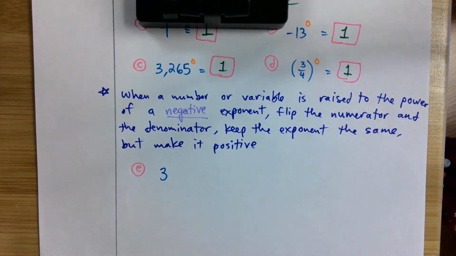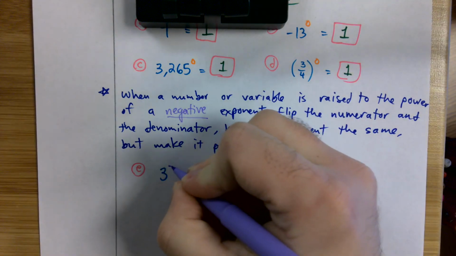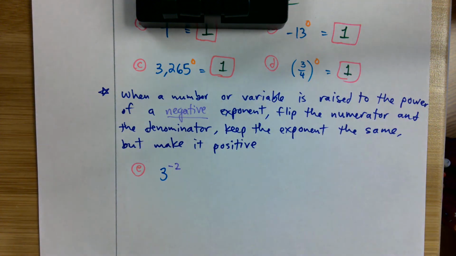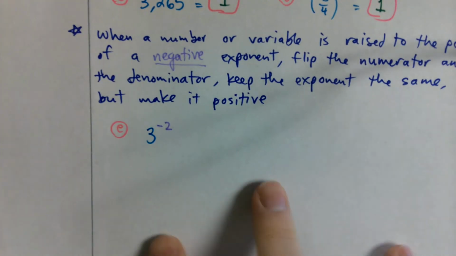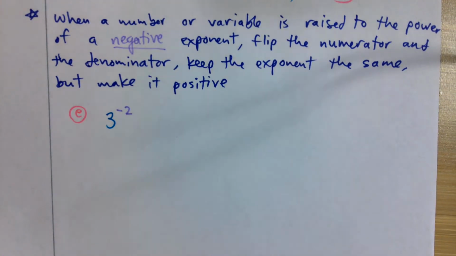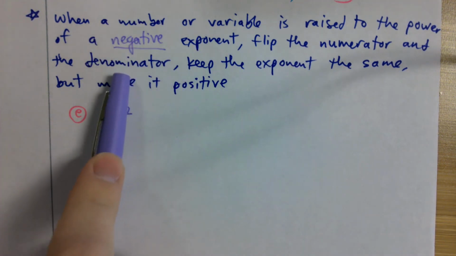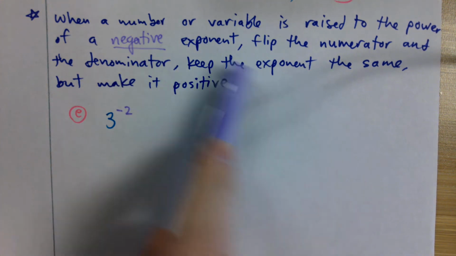So, our first example. If we have 3 to the negative second power, 3 to the power of negative 2. Everyone okay with that level of zoom? Are we all done with the 0 exponents? Good. So when we raise positive 3 to the power of negative 2, all we have to do is flip the numerator and denominator, keep the exponent the same, but make it positive.